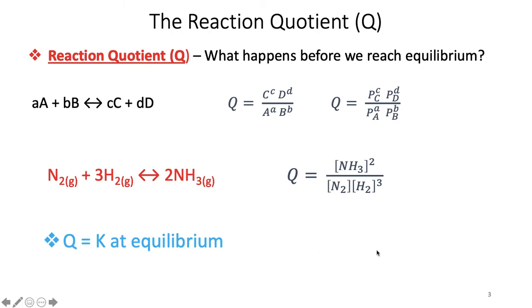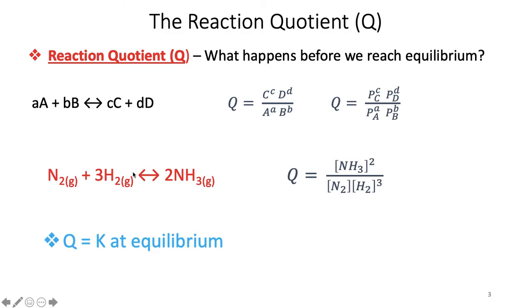K, as I said, is a constant at equilibrium for a given temperature. This is very, very important. K is dependent on temperature. Therefore, at different temperatures, K will have a different value. We speak of K being a constant at equilibrium for a particular or given temperature. If the temperature changes, then K will also change.